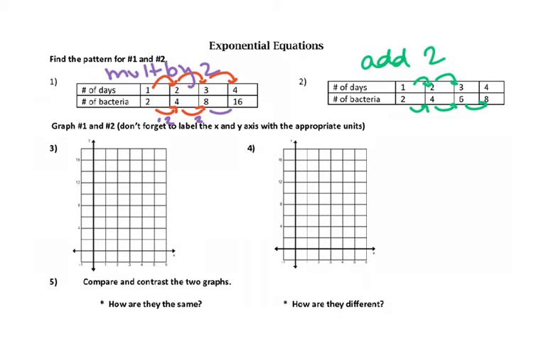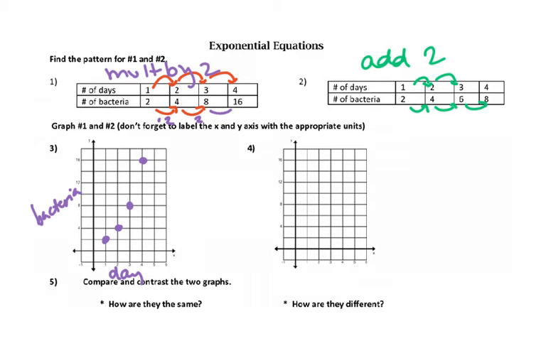Now if I go to graph the first one, if I go over 1 and up 2, watch your scale. So day 1, 2 bacteria. We better put our labels here. Remember, if you're doing graphs, if you have a story problem at all, you have to label. If I have 2 days, I'm going to have 4 bacteria. If I have 3 days, I'm going to have 8 bacteria. And if I have 4 days, I'm going to have 16 bacteria.